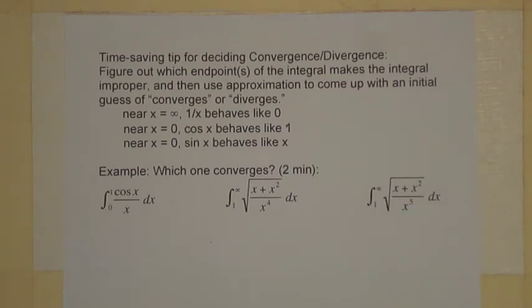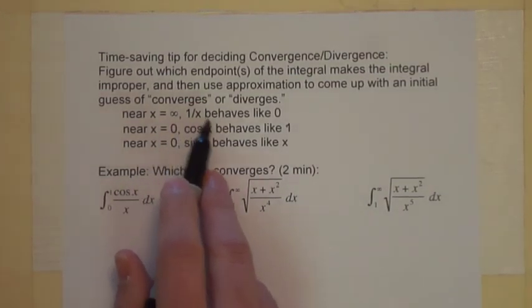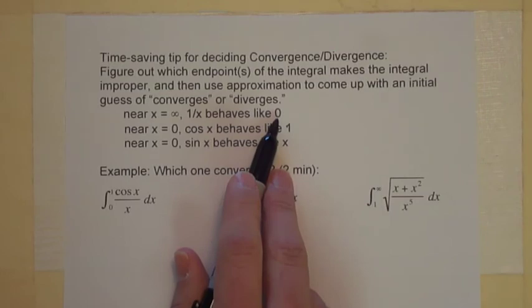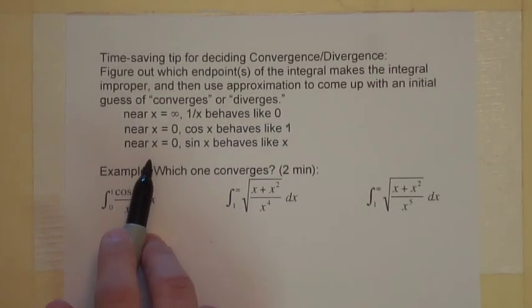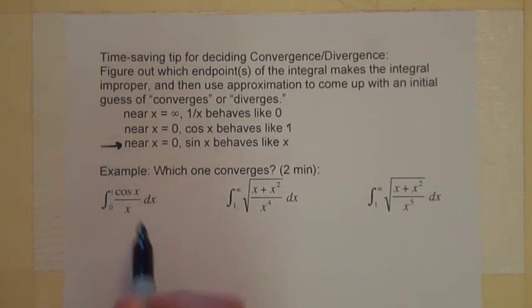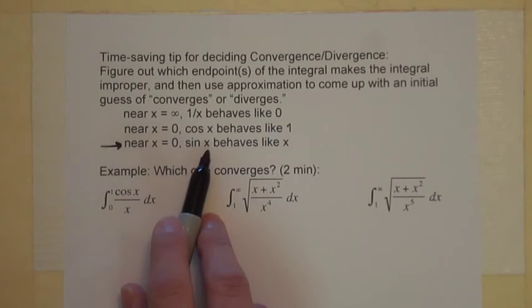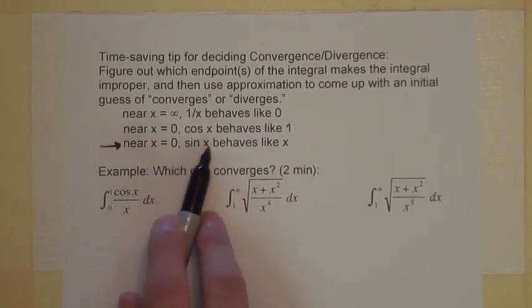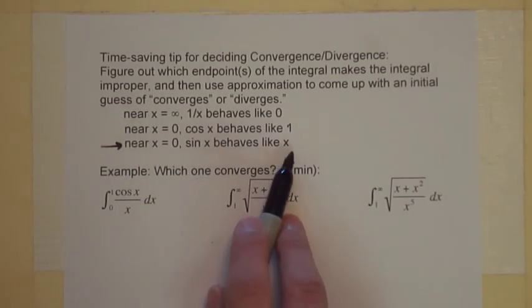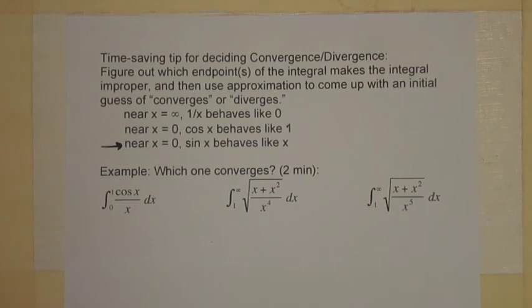Now, what do I mean by approximation? I mean things like near x equals infinity, the function 1 over x behaves like 0. So we can replace 1 over x with 0. Or here's every professor's favorite, near x equals 0, the function y equals sine x behaves like the function y equals x. So you can replace awkward instances of sine x with just x if the improperness comes from a 0 at an endpoint.